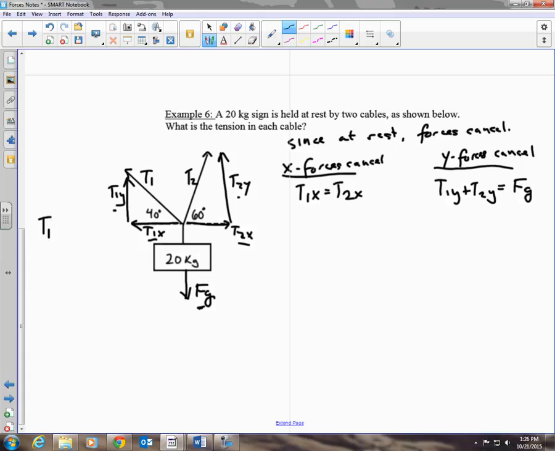So T1x is going to equal, now I'm not going to get a number for it, but I know I have this 40-degree angle. T1x is the adjacent side, so I'm going to use cosine. So T1x is going to be T1 cosine 40. And if I plug in the cosine of 40 in my calculator, I end up with T1x equal 0.766 T1. And T1y equal T1 sine 40. So T1y is going to equal 0.643 T1.